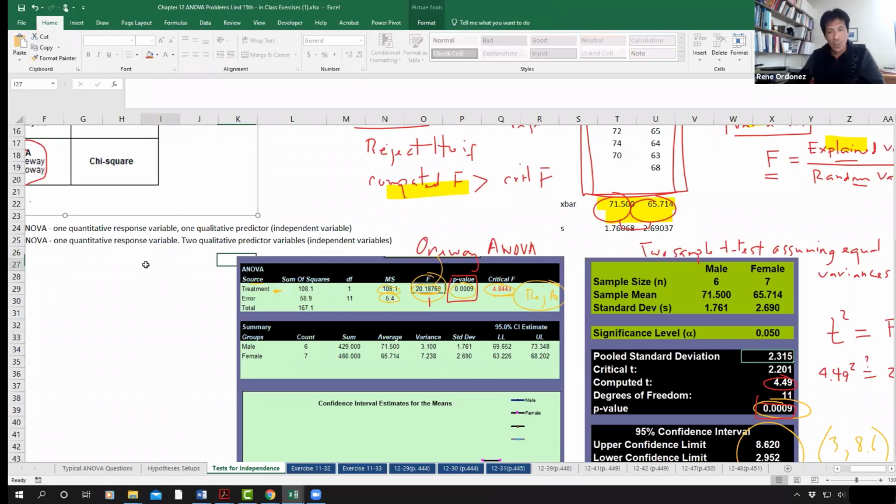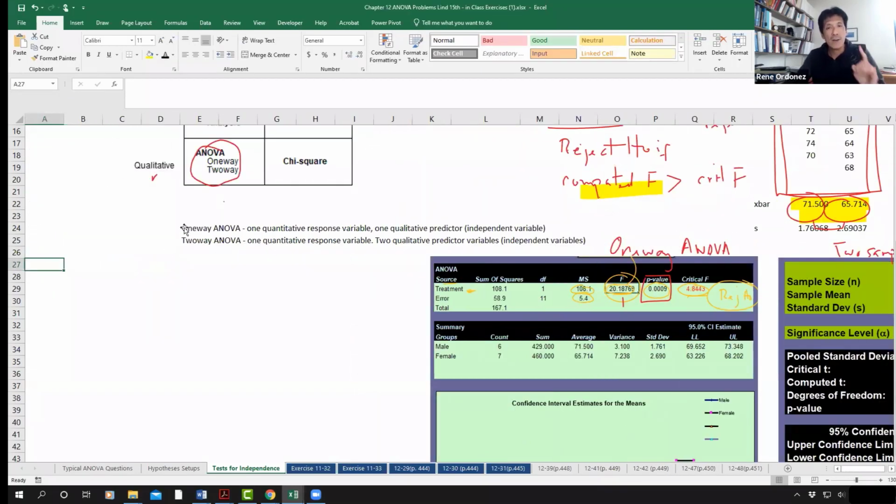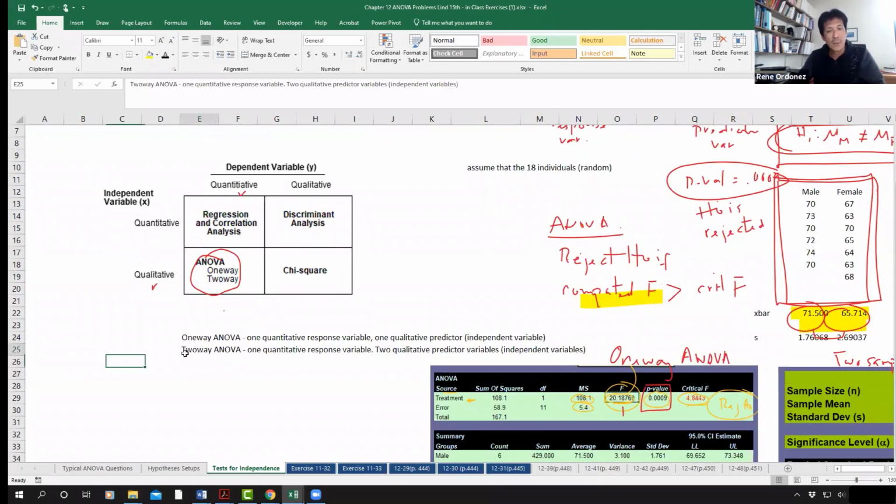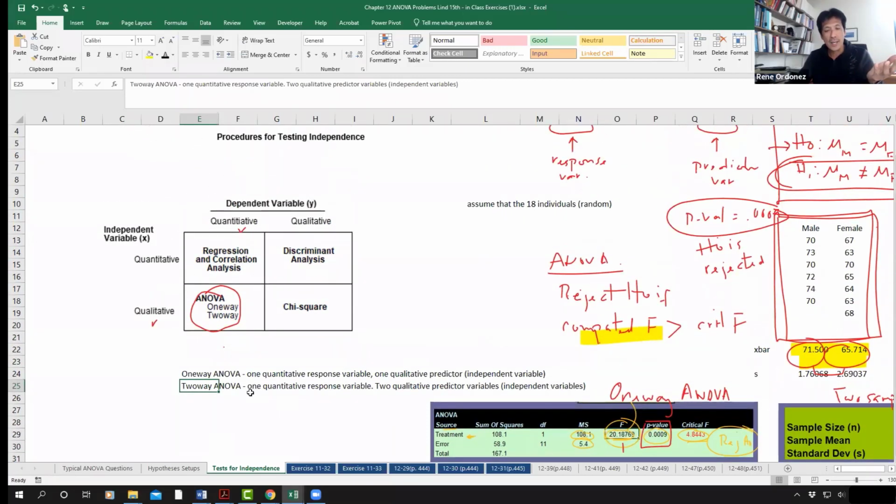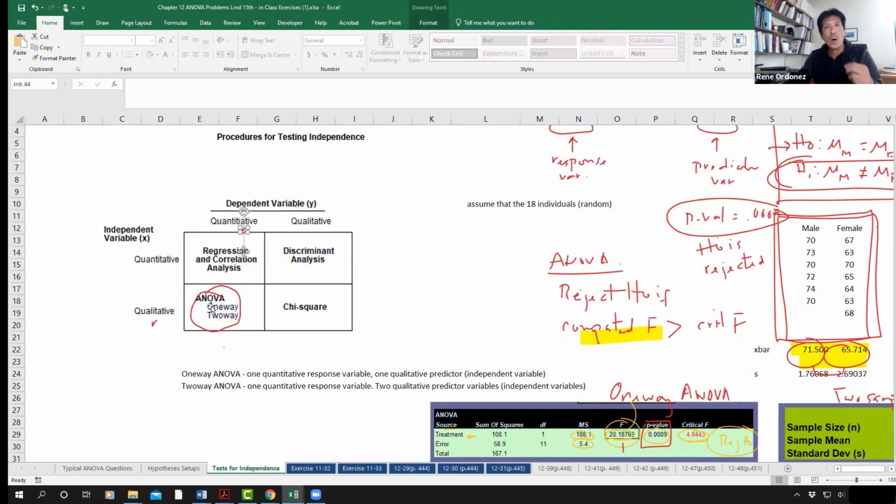So today we are going to talk about ANOVA, but this time we will deal with what is known as a 2-way ANOVA. So what is a 2-way ANOVA? Again, a 2-way ANOVA is where you want to compare means of groups where the response variable is measured or quantitative, but this time, instead of just one qualitative predictor variable, we will have 2 qualitative predictor variables.